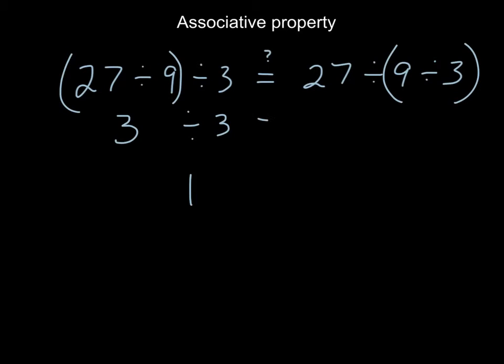Now let's see if that is going to be equal to the other side here. So I'm going to do this grouping first. 9 divided by 3 is 3, and then I get 27 divided by 3, and that equals 9.